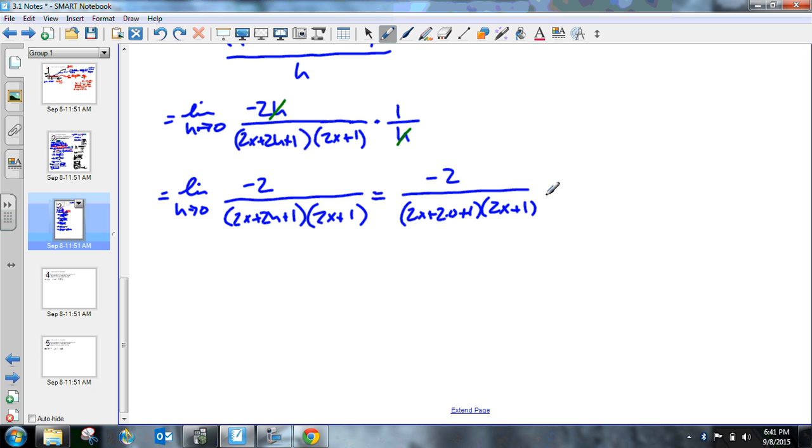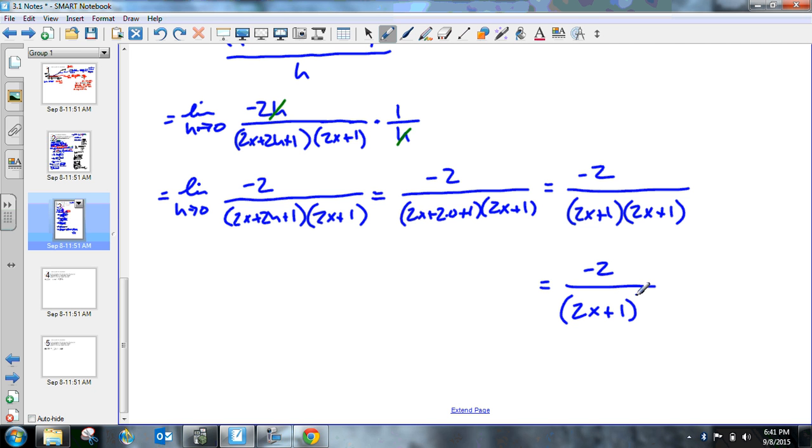Now if I simplify this, I'm going to end up getting negative 2 divided by, 2 times 0 is just 0, so I get 2x plus 1 times 2x plus 1. Now I have the same thing here, so I end up getting negative 2 over 2x plus 1 squared, because I have 2 of them. Folks, this is my derivative. This is f prime of x. This is a function that will generate the slope of the tangent line at any x value.